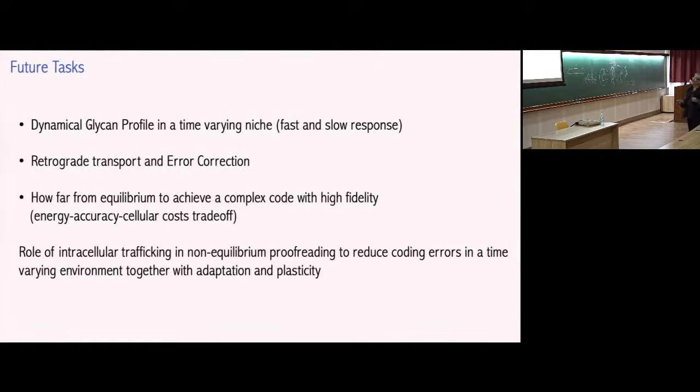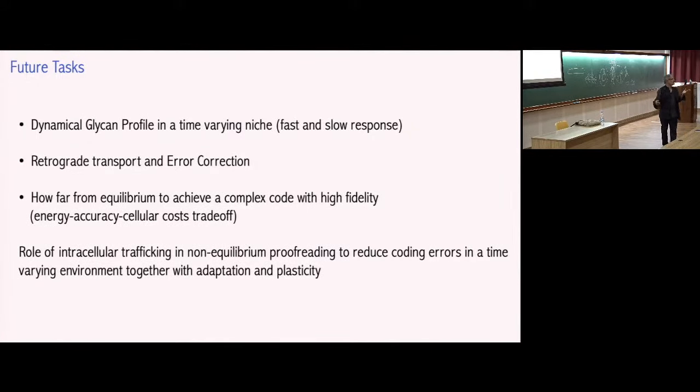In the future, the tasks are to look at the kind of question that you asked, namely, how do you study a dynamical glycan profile in a time-varying niche? And there are both fast and slow responses, and this will be an interesting study. In the calculation I showed today, there is only forward transport of material. What is the role of retrograde transport? Is there some error correction that can be thought about?